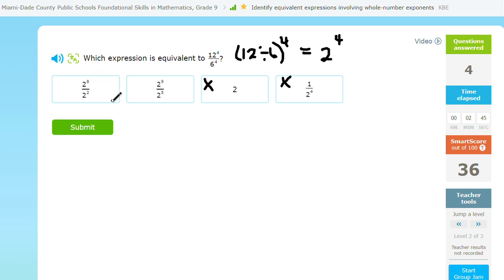Let's see. So these two, which one is correct? Well, this is again subtracting. So that's 2 to the 8 minus 2, which is 2 to the 6. And that's not what I'm looking for. That's wrong. So this is 2 to the 9 minus 5, which is 2 to the 4th. And so this one is the correct option. So our second option is correct.